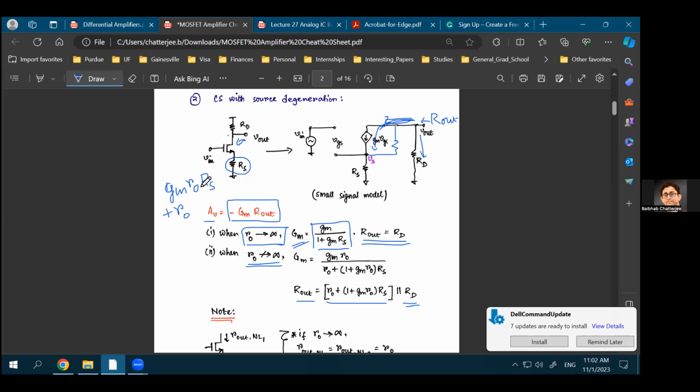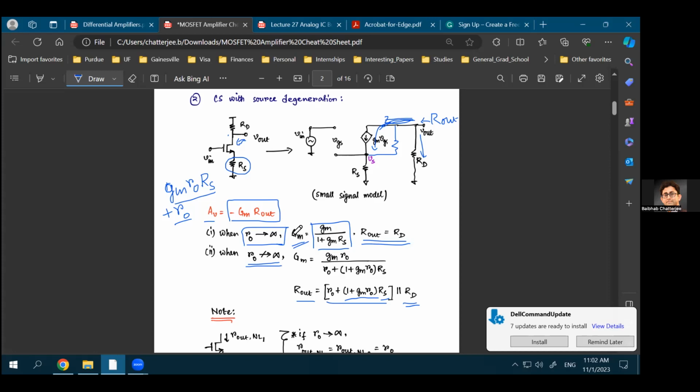So I'm not going to solve it again, but the resistance looking into the drain of the transistor when there is an RS resistance connected at the source will be equal to Gm times RO times RS plus RO. This is an approximation. The exact form is something that we had solved before, which is RO plus (1 plus Gm RO) times RS. So instead of 1 plus Gm RO, I just assume that we can approximate it to be Gm times RO. If Gm times RO is 50, 1 plus Gm times RO is 51, so it doesn't really make much of a difference in terms of the value.